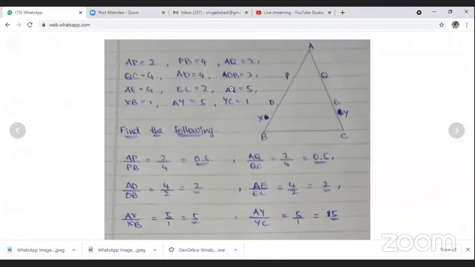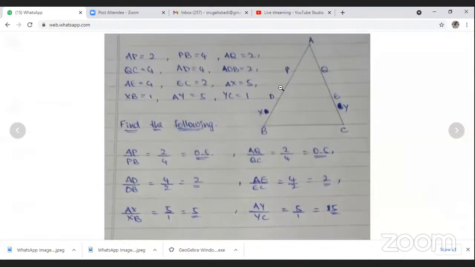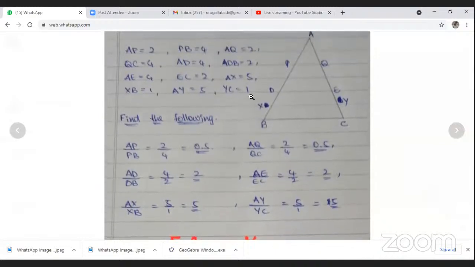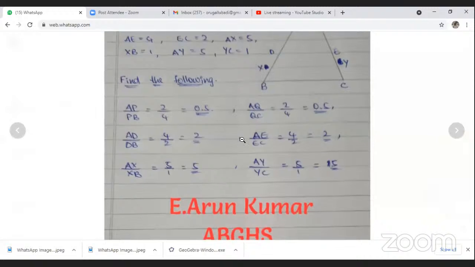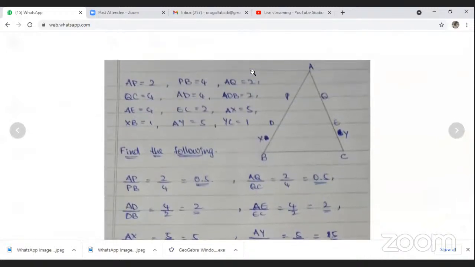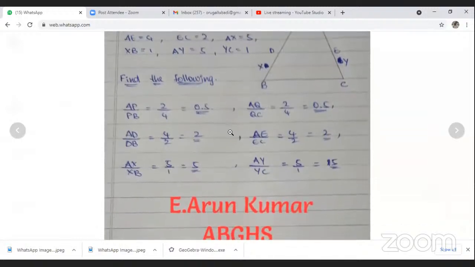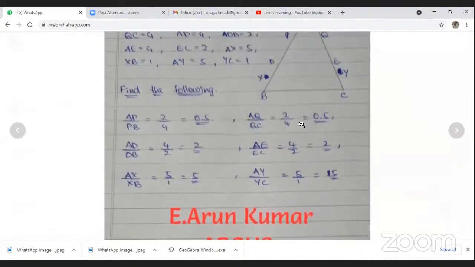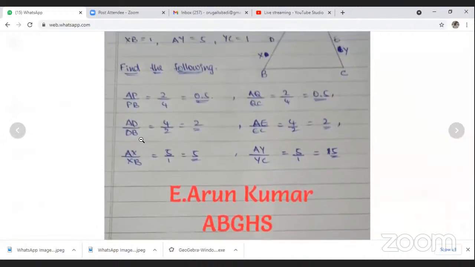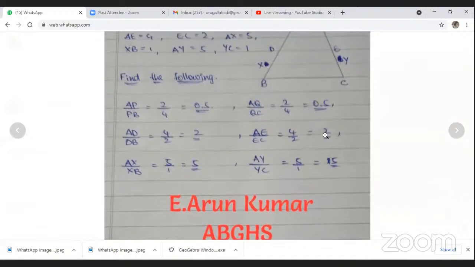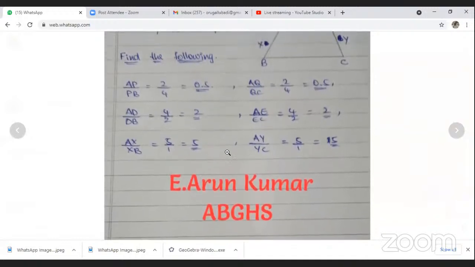See, this is a picture. He has taken the triangle ABC. The 2 lines are PQ and DE. He measured the lengths. AP is equal to 2, AB is equal to 4, AQ is equal to 2, and QC, AD and all measurements are calculated. Afterwards, he found AP by PB 0.5, AQ by QC 0.5. Both are equal. AD by DB and AE by EC are the same. AX by XB, AY by YC is the same.